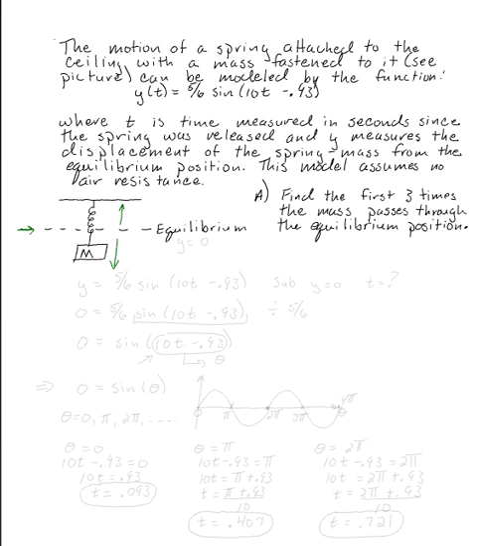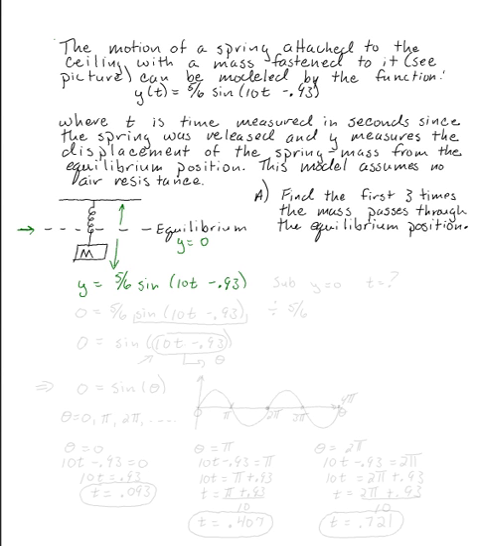We're calling the equilibrium position y equals 0. So y equals 0 is the equilibrium position. The question states, find the first 3 times the mass passes through the equilibrium position. Our equation is y equals 5/6 sine of (10t minus 0.93).